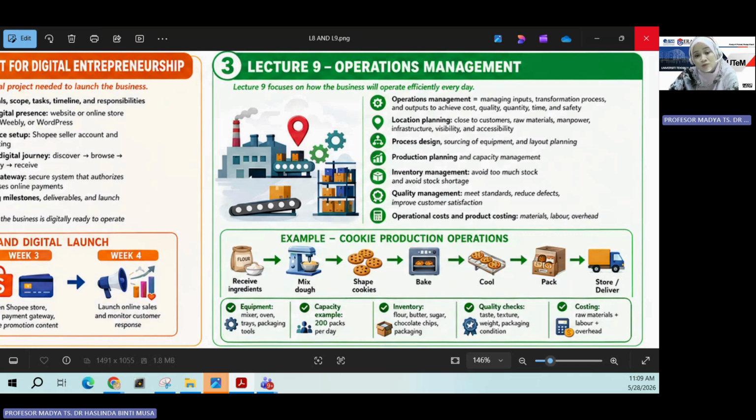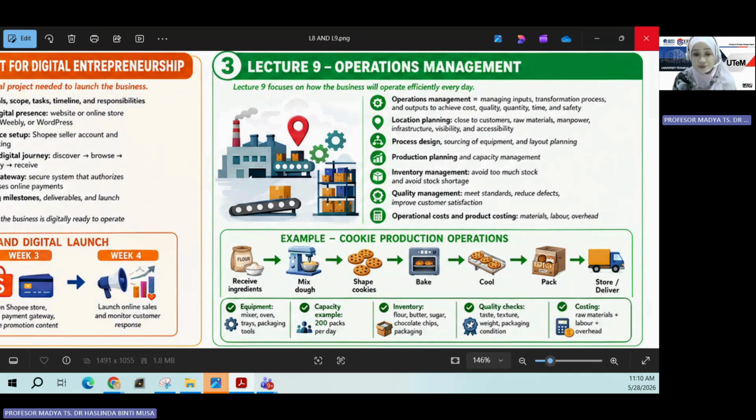And when I say transformation process, it's actually the activity that changes the input into the output, which is your product or your service. For a cookie business, this includes mixing dough, shaping cookies, baking, cooling them, packing them, and storing them before you pass over to the next in the supply chain, probably directly to the delivery guy or the retailer, until it reaches your potential customer.